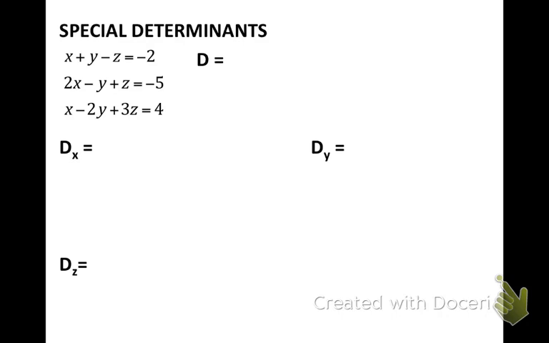x minus 2y plus 3z equals 4. All right, so my special determinants are going to be D of x, D of y, D of z.